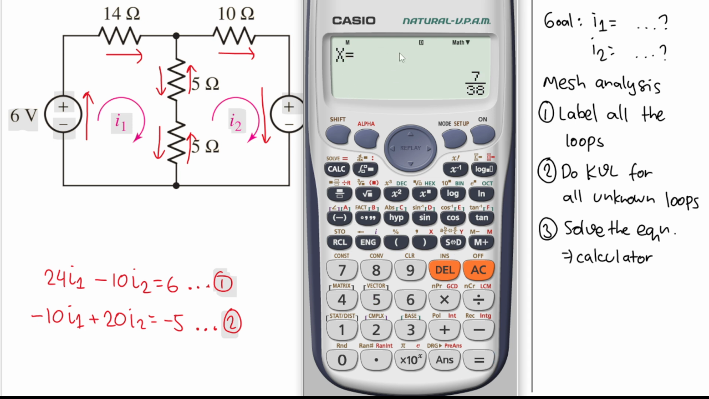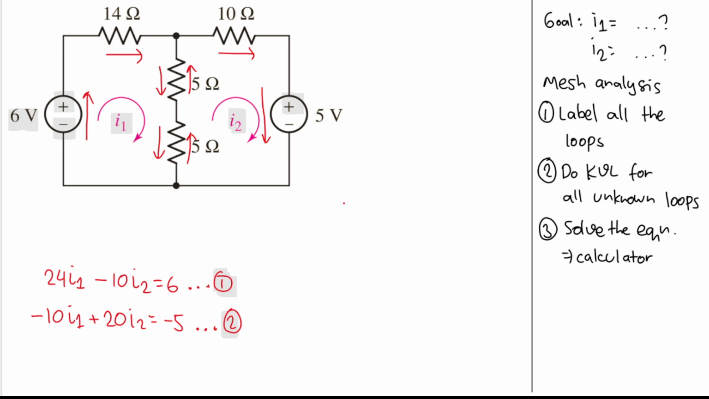Okay, so we will have the X value here, or this is the I1 value, which is this value here, 0.1842. Okay, so I1 is 0.1842. And the unit here will be in ampere, and I think it will be neater to write it in milliampere, right? So I1 is equal to 184.2 milliampere. And this is the one value that we are looking for.